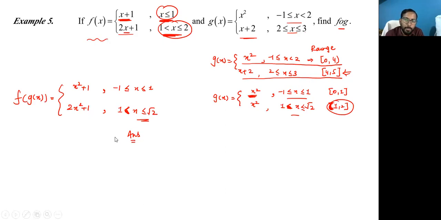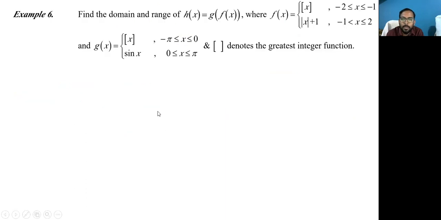Let's understand one more example. In this example, we have to find the domain and range of h of x. h of x equals g of f of x. This is a composite function. Here f of x is x for x belongs to minus 2 to minus 1, mod x plus 1 for minus 1 to 2, and g of x is x for minus pi to 0 and sin x for 0 to pi.